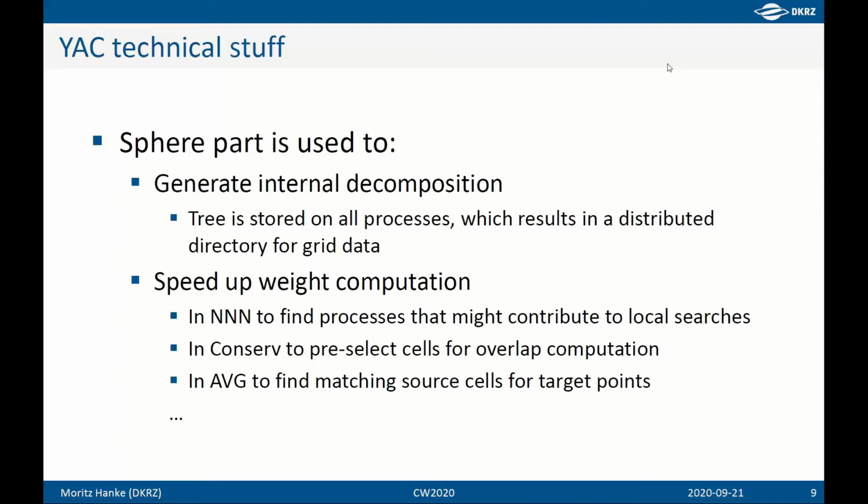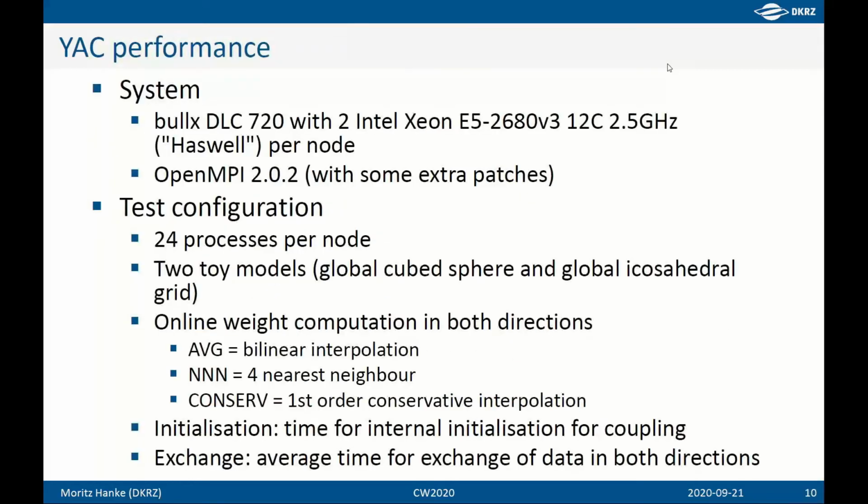In addition, we use this algorithm also to speed up the weight computation locally on each process. For example, on the local data, we put all local data into such a tree, and then can easily find candidates for the nearest neighbor search. Or, for example, if you want to compute conservative and you want to limit the number of overlap computations, you can use this tree to pre-select cells that might work quite well.